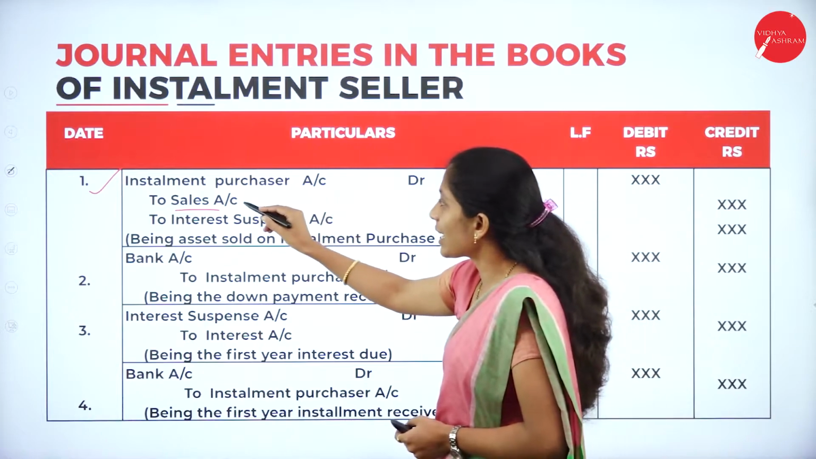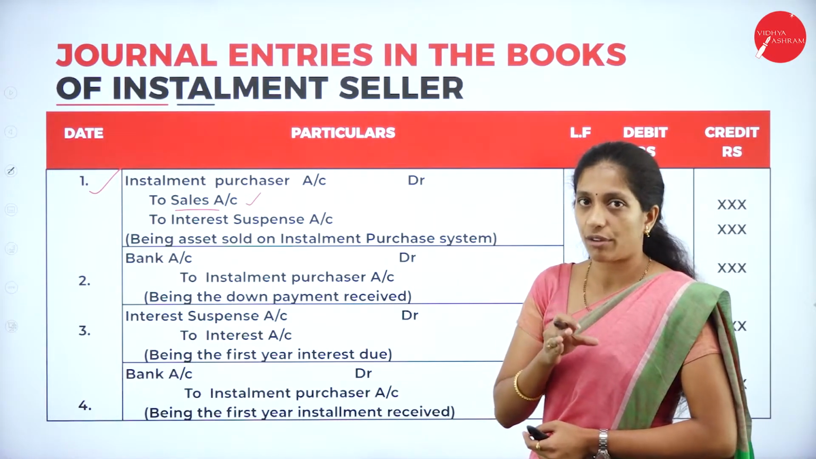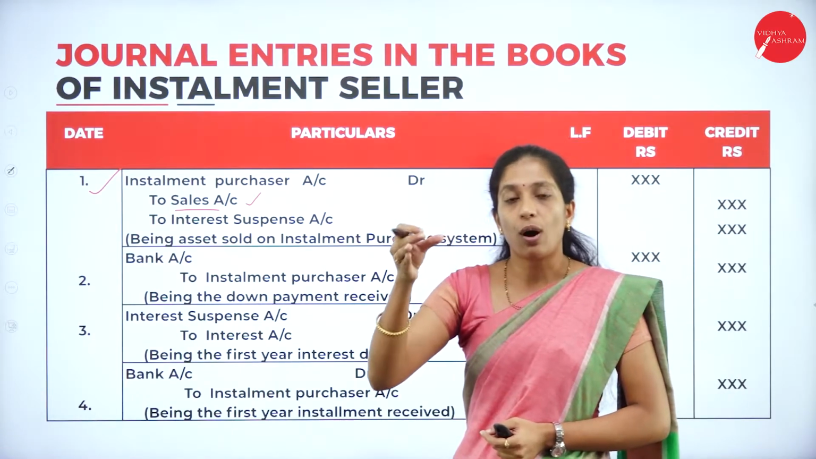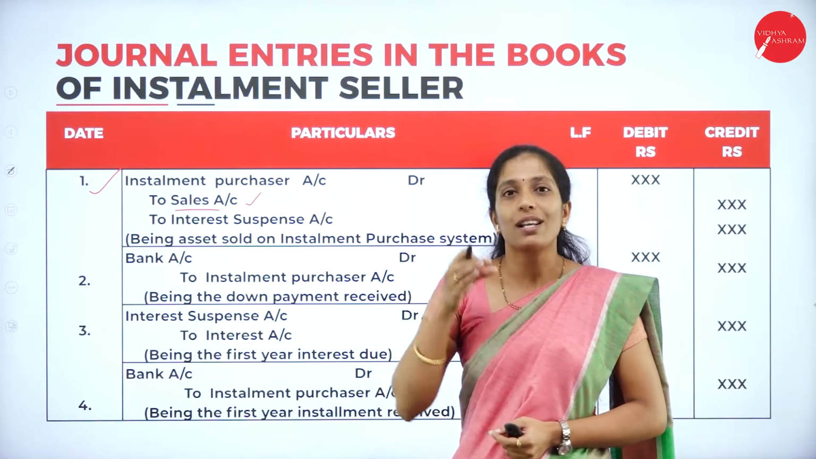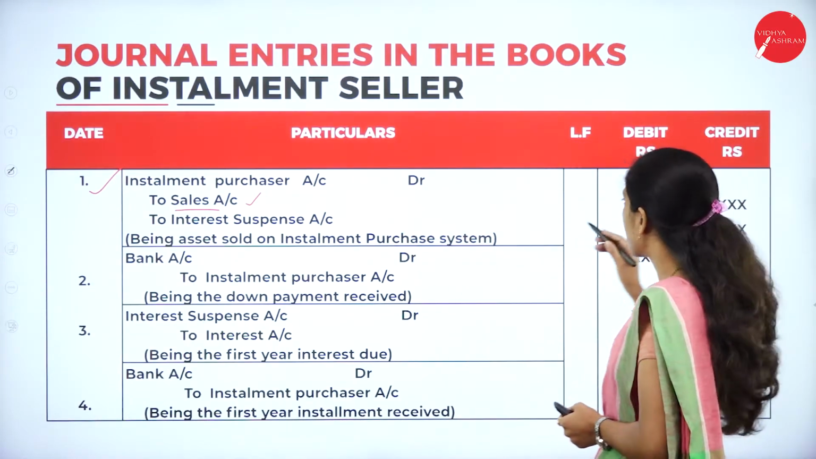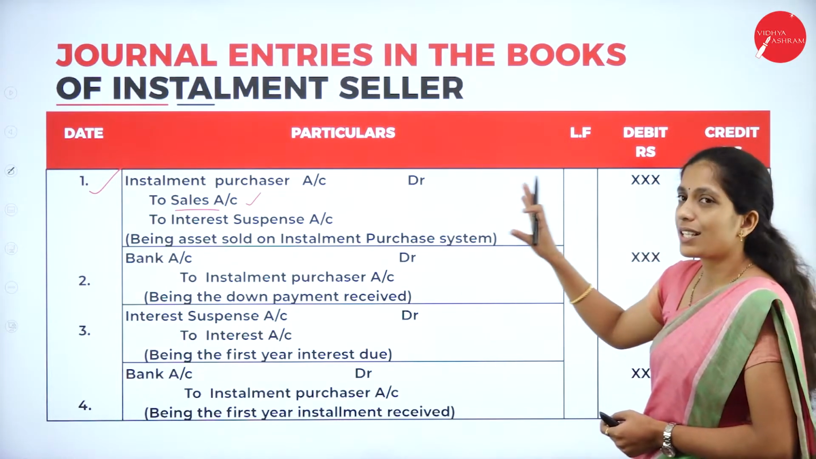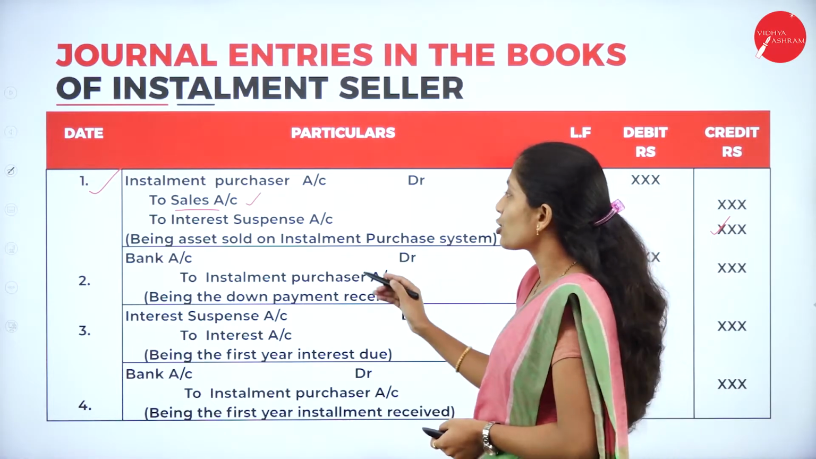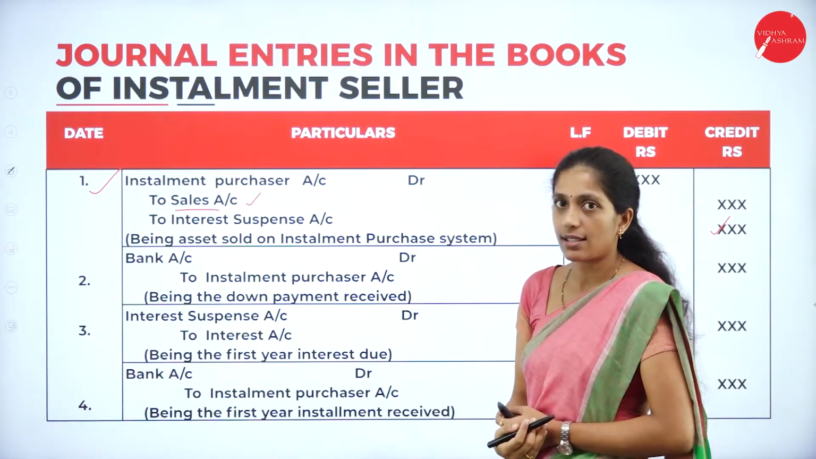Now in sales account you are going to record the cash price of the asset. Whereas in interest suspense account, you are going to count all years' interest, then the total of interest will be recorded in interest suspense account. So this is the first entry for selling of asset, that is the asset sold on installment purchase system.